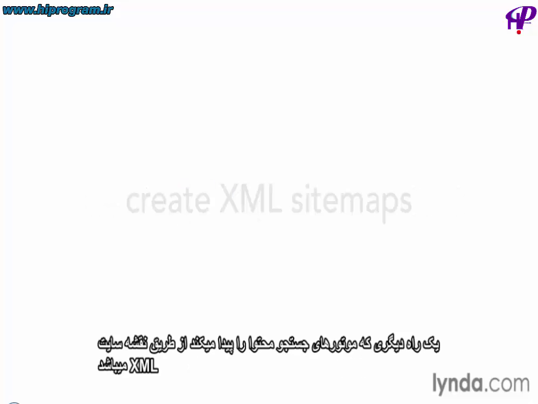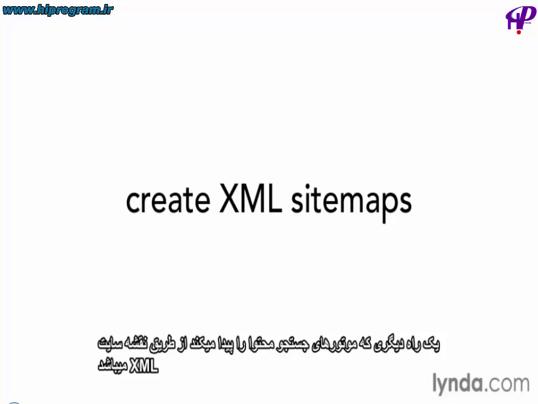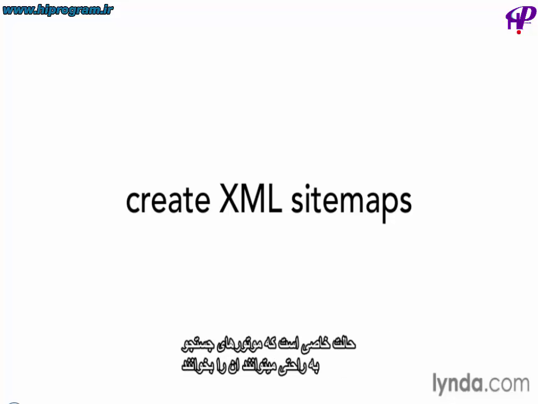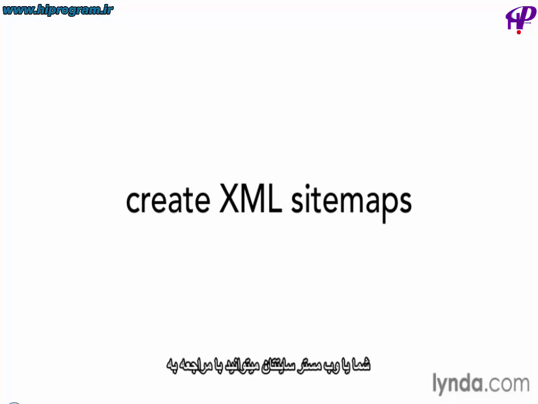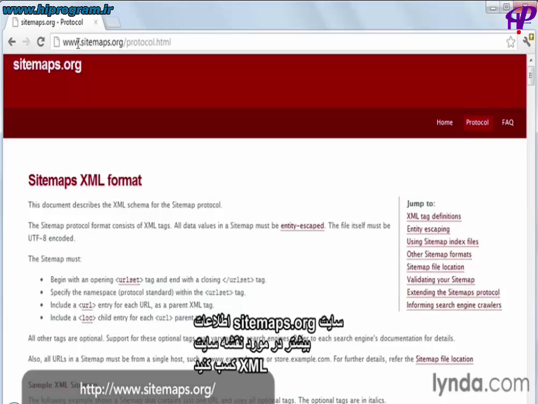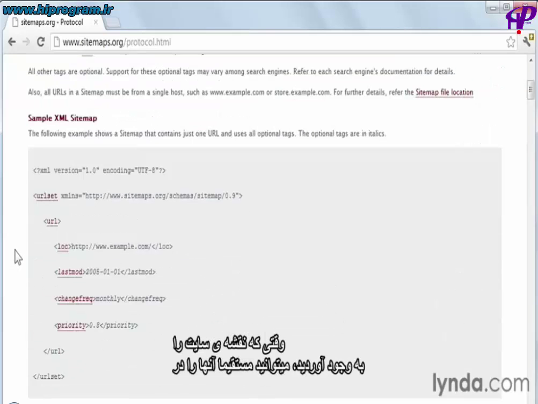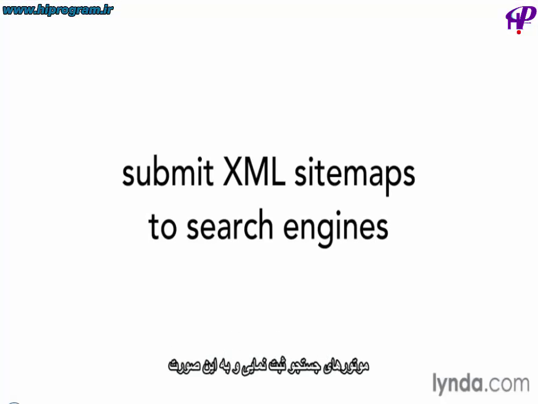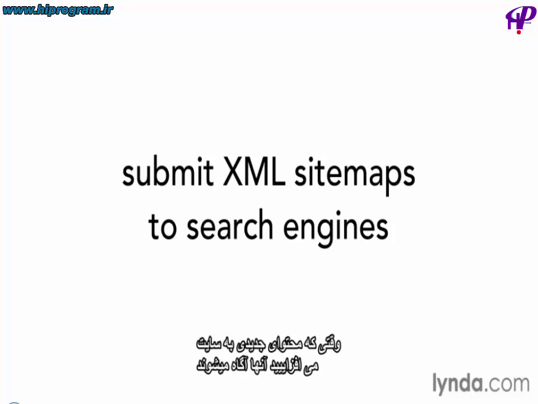Another way for search engines to discover content is from an XML sitemap. An XML sitemap is really just a listing of your page's content in a special format that search engines can easily read through. You or your webmaster can learn more about the specific syntax and how to create XML sitemaps by visiting sitemaps.org. Once you've generated your sitemaps, you can submit them directly to the search engines, and this gives you one more way to let them know when you add or change things on your site.